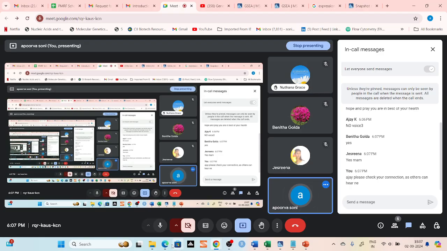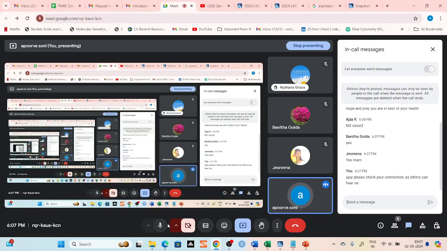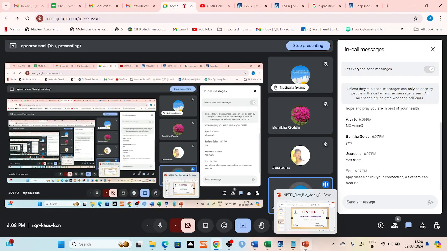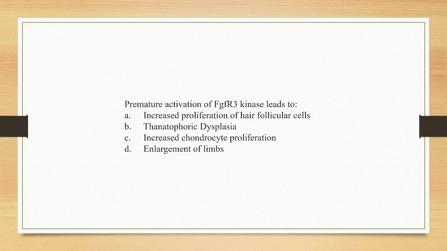So this is the general mechanism of how a pathway works. Okay, now we'll come to questions. Our first question is: premature activation of FGFR3 kinase leads to A. Increased proliferation of hair follicle cells, B. Thanatophoric dysplasia, C. Increased chondrocyte proliferation, or D. Enlargement of the lips. So think, you have 2 minutes to answer the question. After 2 minutes, I will switch to the screen.